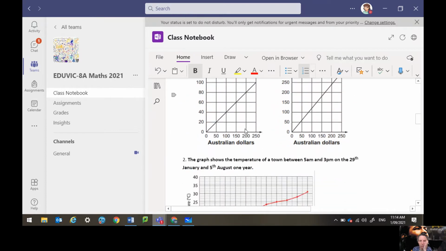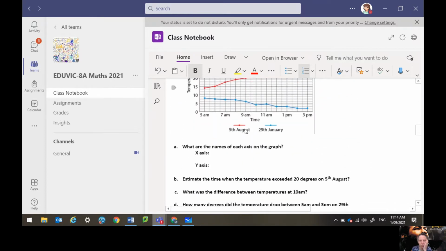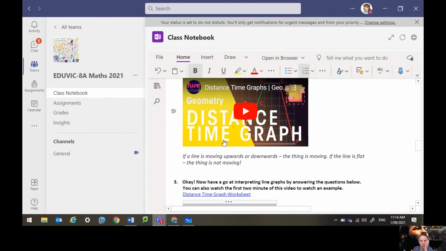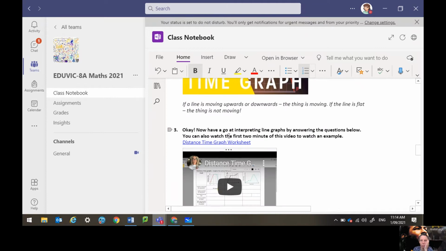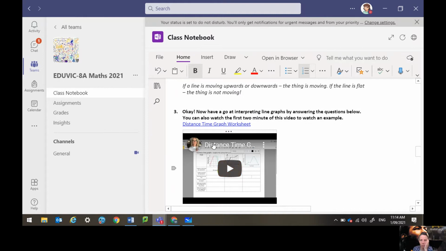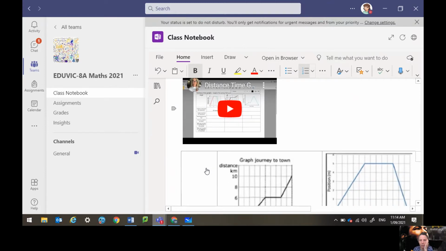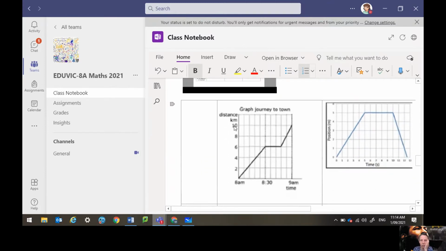Okay, now I'm going to skip down to some more questions. I'm going to go to the time versus distance graphs right at the end. So you're going to have a go at interpreting line graphs by answering these questions. Please watch this video because it does tell you exactly how to do the work. In fact, it may tell you some of the answers even. But I'm going to go to this graph. This is a time versus distance graph because it's got time along the x-axis and distance on the y-axis.